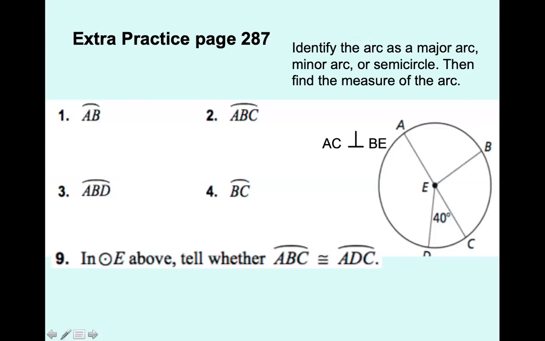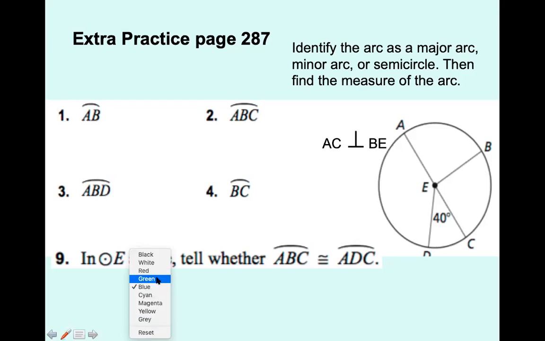This time the directions say to identify the given arc as a major arc, a minor arc, or semicircle, then find the missing measure of the arc. And one of the things you have to notice in the picture is that segment AC is perpendicular to segment BE. Okay, and I can put the little segment symbols in there, which we should have. So let me do that.